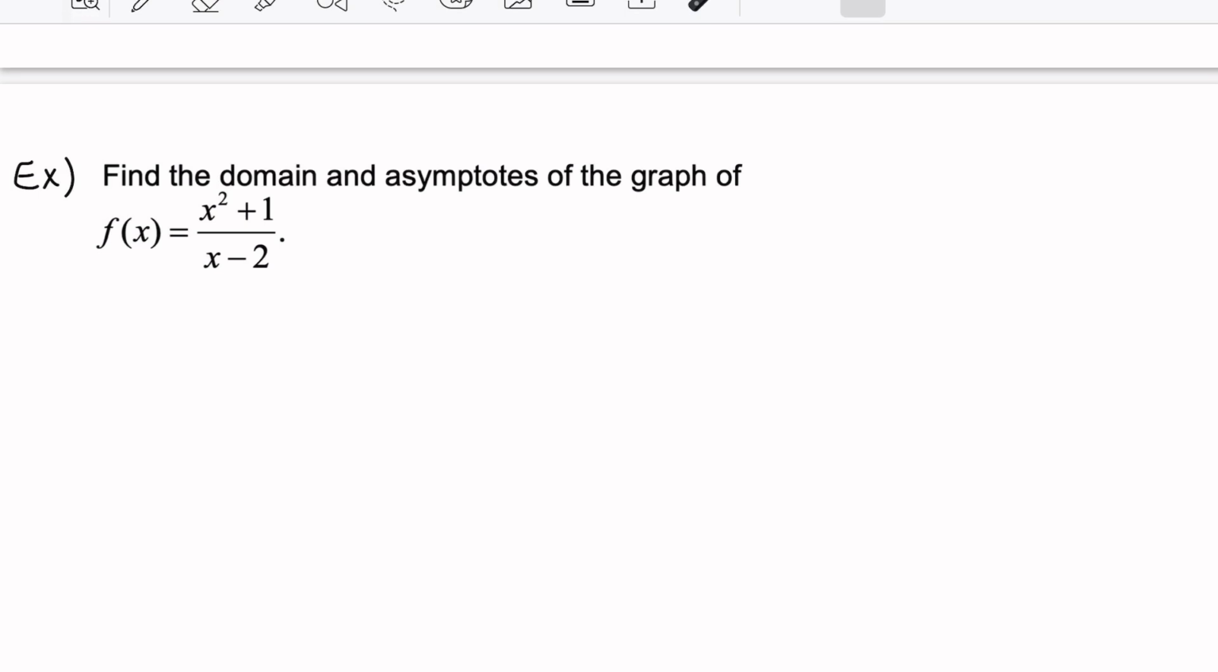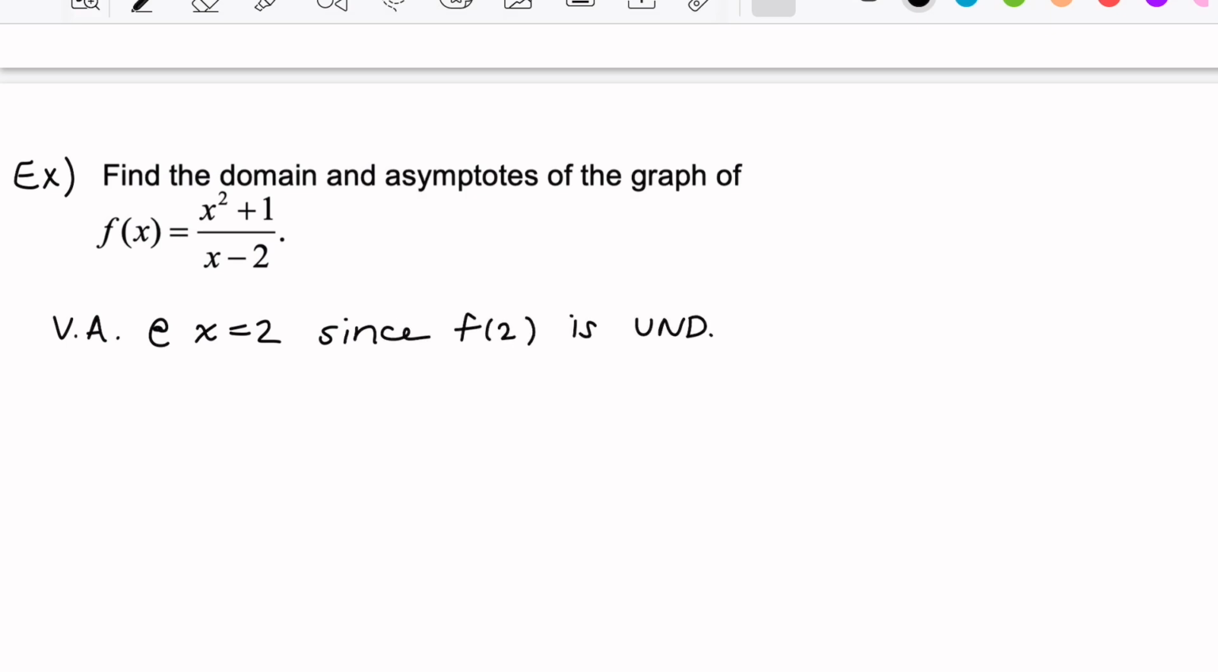All right, so let's look at another example here. We want to again find the domain and the asymptotes of this graph here. So right off the bat, we know that we're going to have a vertical asymptote at x is equal to positive 2, because if we were to plug in positive 2 into this function here, our function would be undefined. And this tells us that our domain then is going to be all real numbers except 2, since again 2 makes our function undefined.